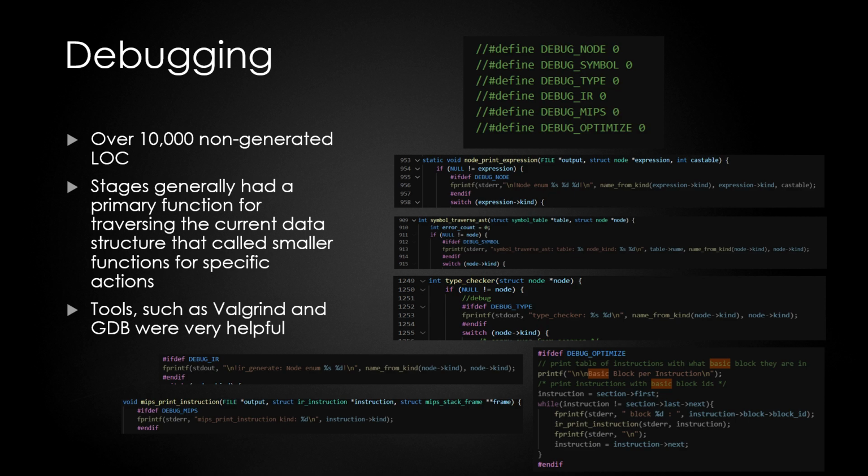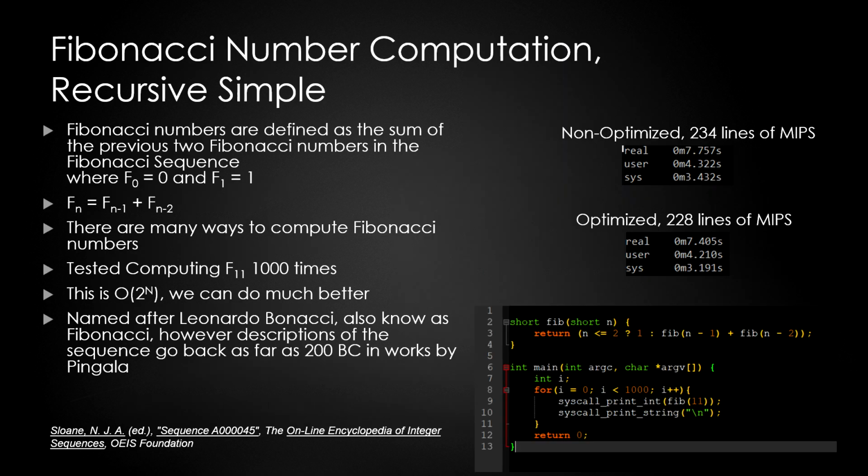So if I was debugging my MIPS and thought, oh, maybe there's something actually going wrong in node or symbol or something like that, I can uncomment these defines and I'll start getting tons of print statements for what's passing through there, and see if what's happening is correct or not.